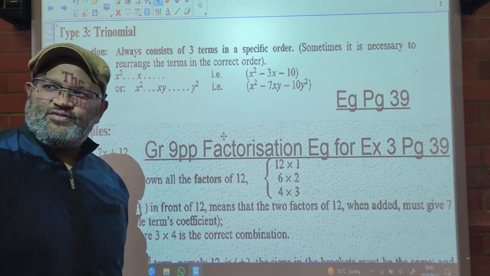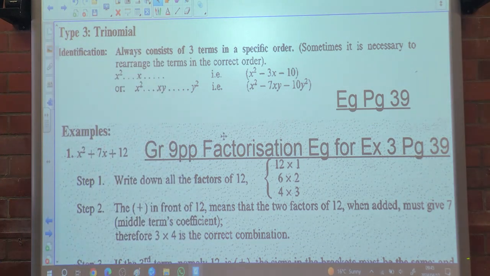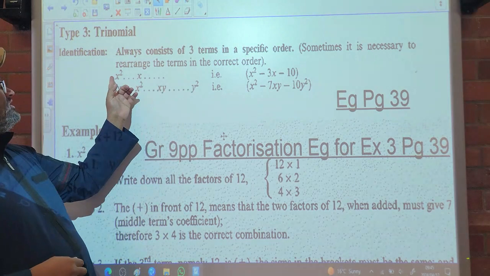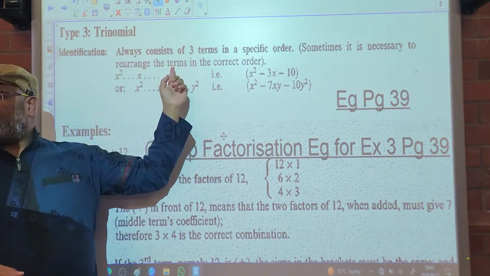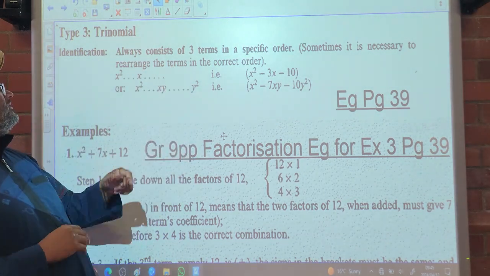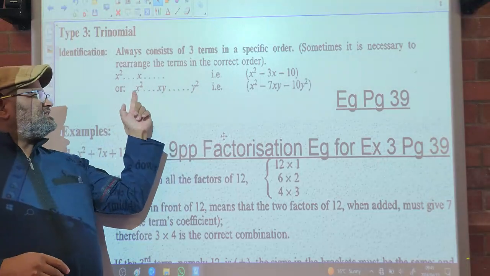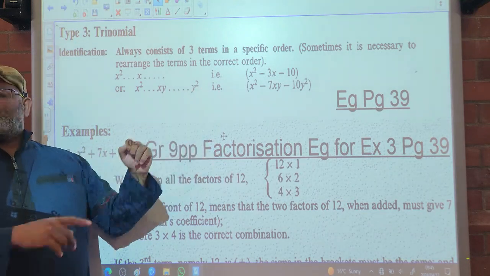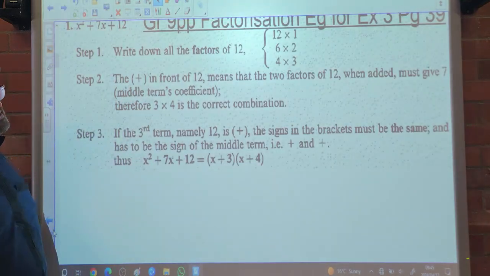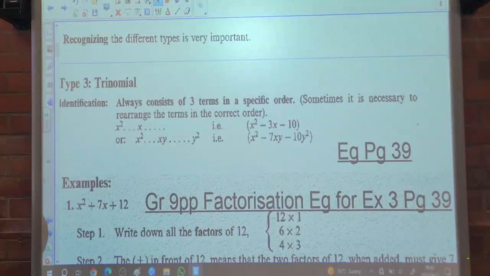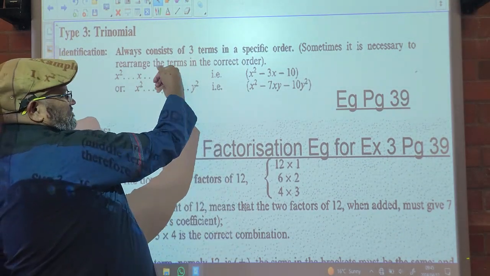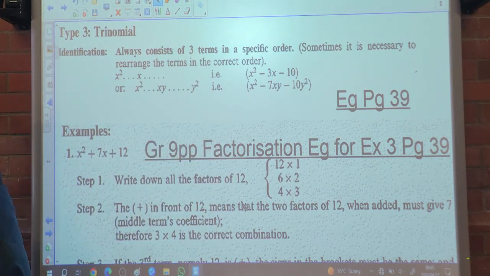Identification: a trinomial always consists of 3 terms, in a specific order. Sometimes it's necessary to rearrange them in the correct order. It's of importance, people, that you write trinomials in the form of x squared, x and no x. Can you see that, people? Or if there's 2 variables, as it is here, x squared, xy, and y squared. So descending powers of x and ascending powers of y. Can you see that?